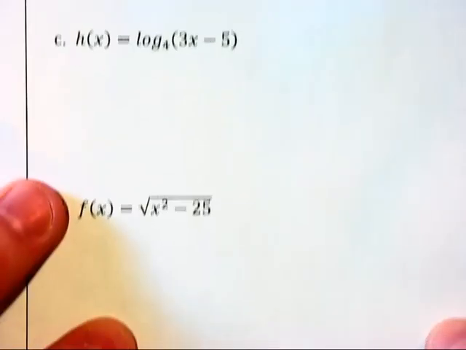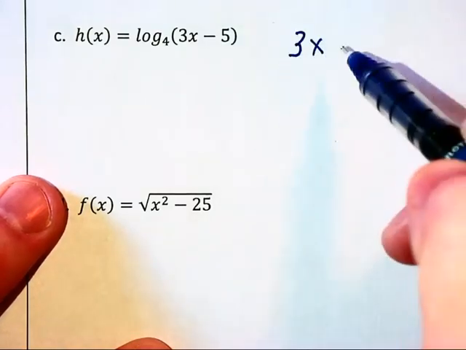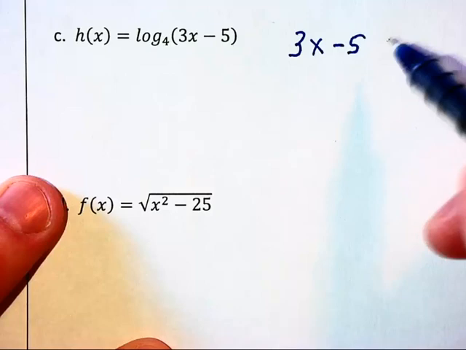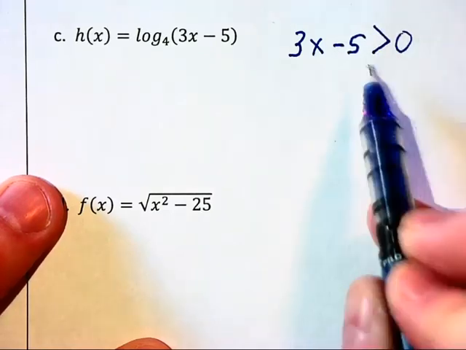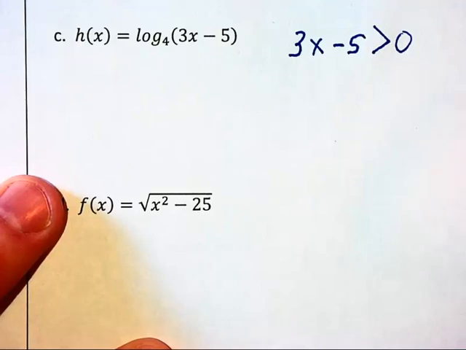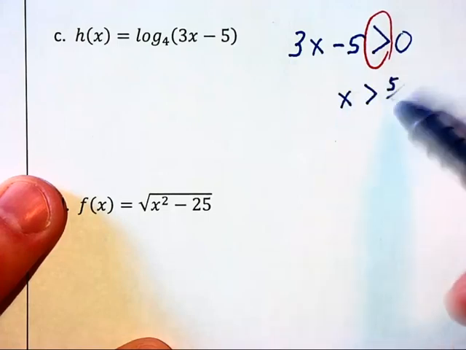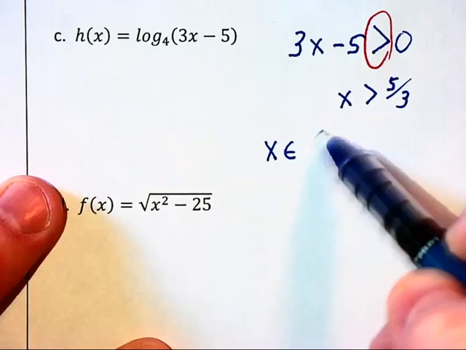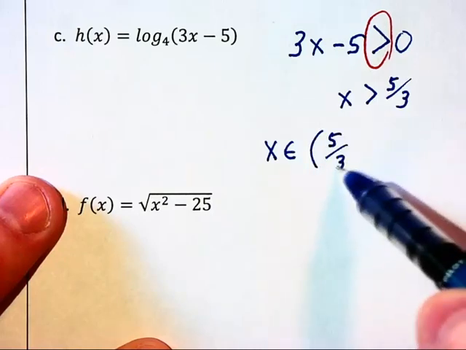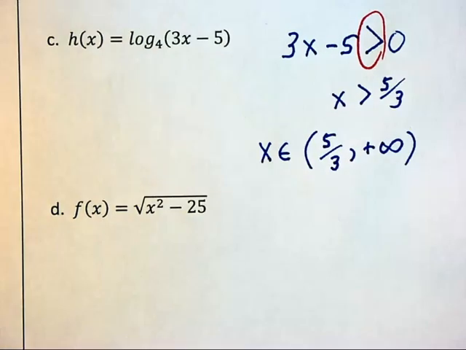When you have a logarithm, then you need to make sure you do not have a negative inside the log, nor have a 0 inside the log. So this time we're going to have a greater than 0 without the equal sign. So this time we want to make sure that x is greater than 5/3. So in interval notation we will have from 5/3, which we do not include, on up to positive infinity.